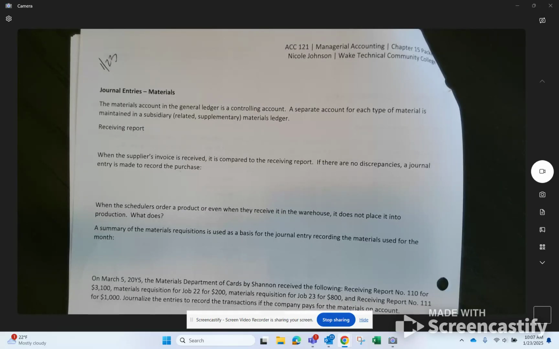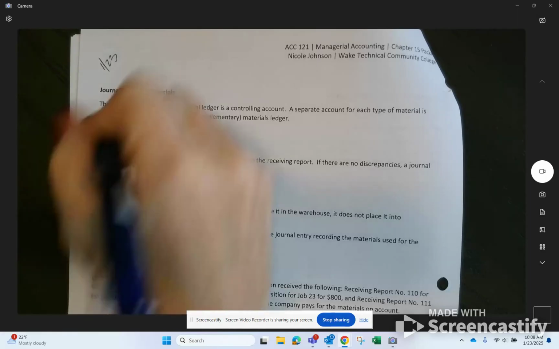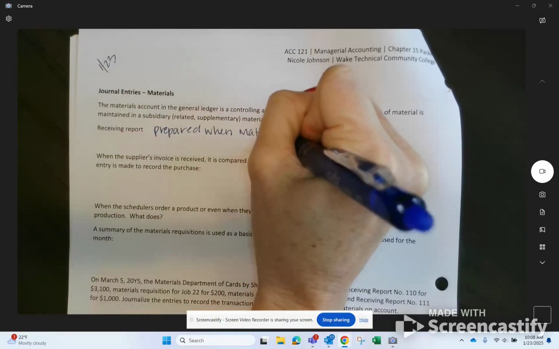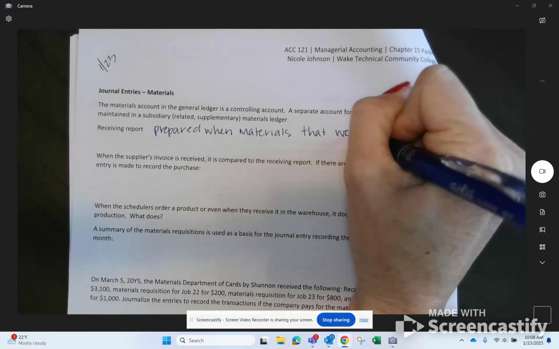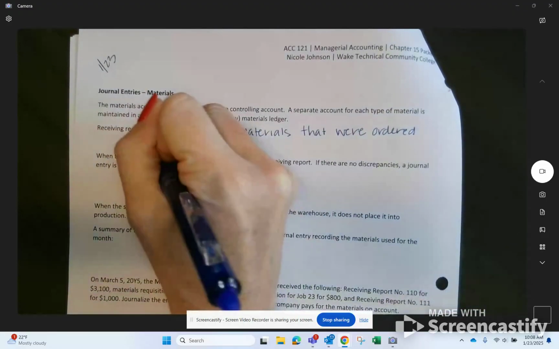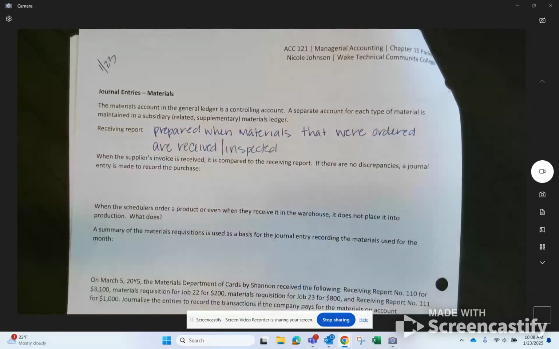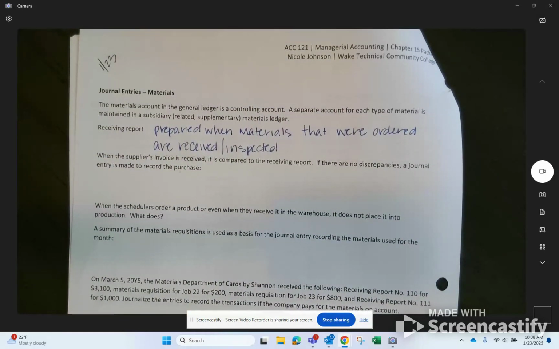Okay, so the materials account in the general ledger is a controlling account. A separate account for each type of materials is maintained in a subsidiary materials ledger. The receiving report is prepared when materials that were ordered are received or inspected. Basically, the quantity received and the condition of the materials are entered into the report. So when the supplier's invoice is received, it's going to be compared to the receiving report, and if there are no discrepancies, a journal entry is going to be made to record that purchase.